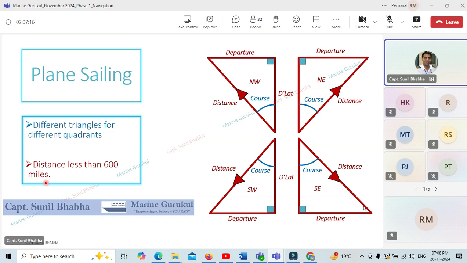What is to be done for distances greater than 600 nautical miles? For that we use our third rhumb line sailing, which is known as the Mercator sailing.